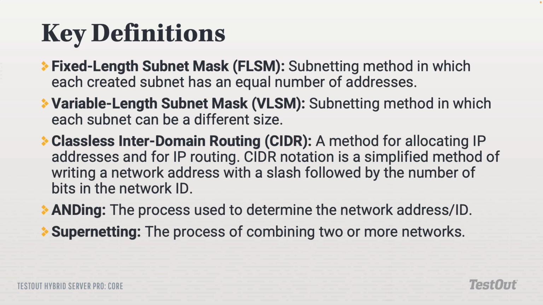There's a process called ANDing. ANDing is how we determine the network address, and we'll go through and do an example of that. It's going to be a lot of math for this one, but it's very simple math. It'll be okay.